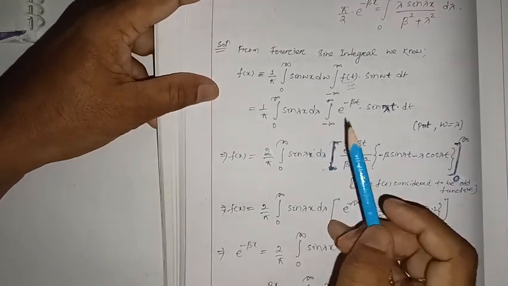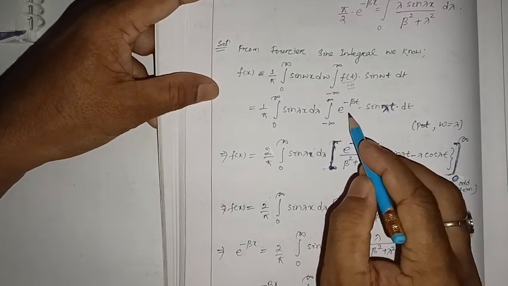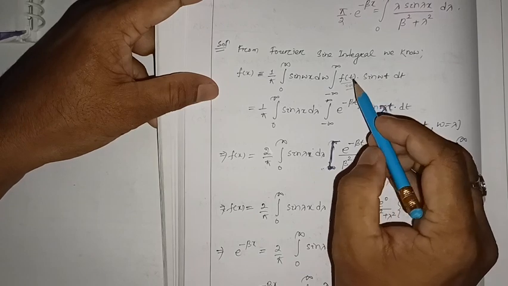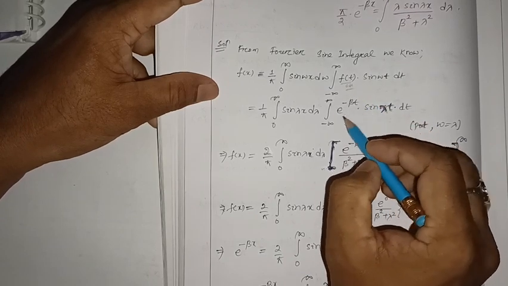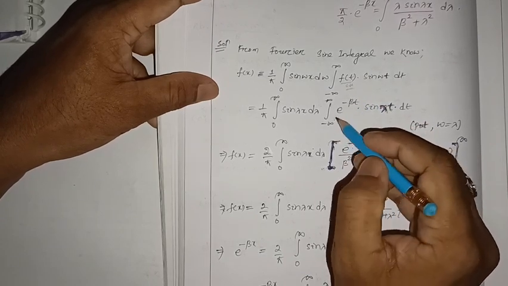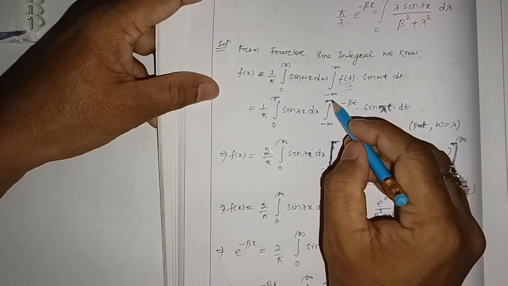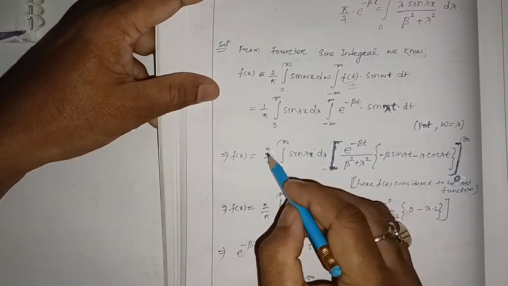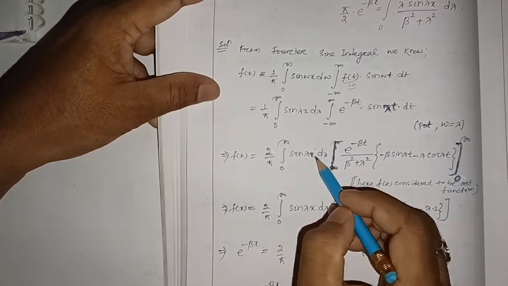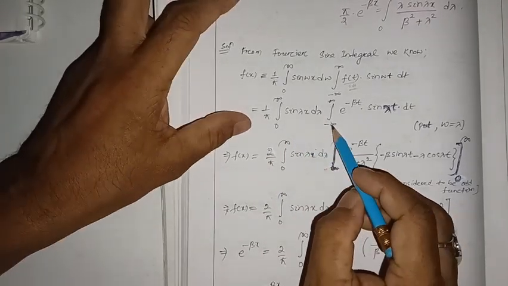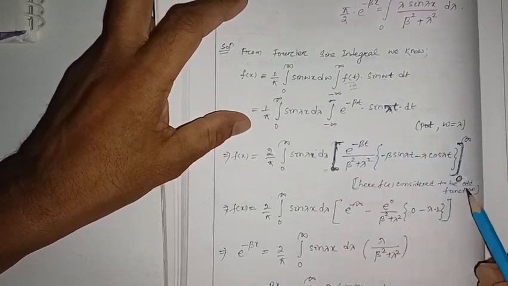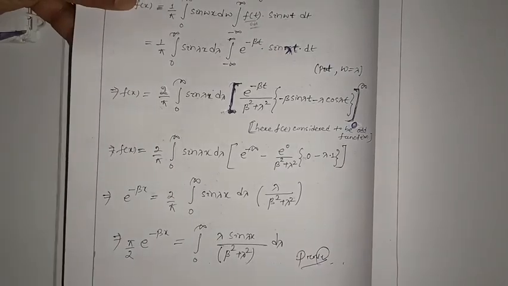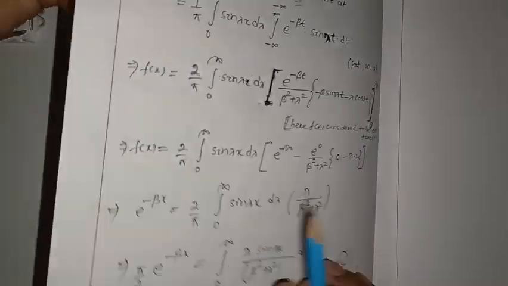So here you can see that, as I told, this f of t is considered as an odd function. So this one is also considered an odd function. So this minus infinity to plus infinity can be written as 2 into 0 to infinity. Okay, so 2 is taken outside, 0 to infinity sine lambda x d lambda is already there, and this integral will be this one. Already I told you that you have to remember the 5 important integrals.